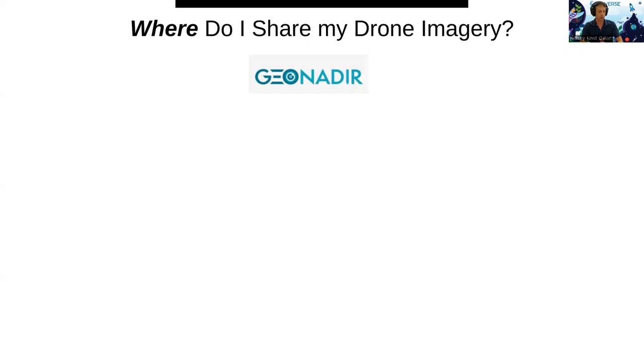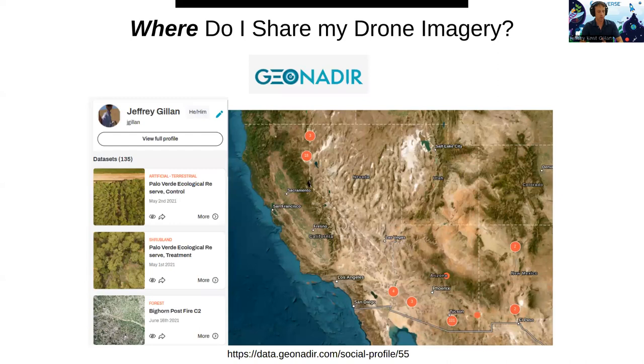One place I want to talk about first is a website called GeoNadir. GeoNadir is an Australian company, and they have a really slick website where you can have your own user profile. You can upload raw drone imagery, scroll around on a world map, find other imagery, and download that raw imagery. It's very polished and easy to navigate.